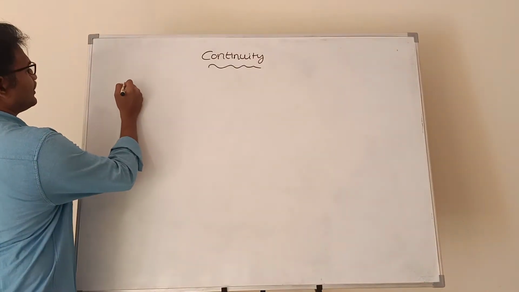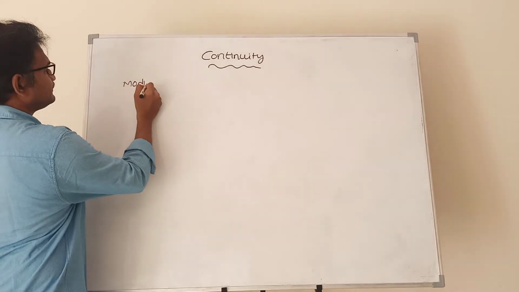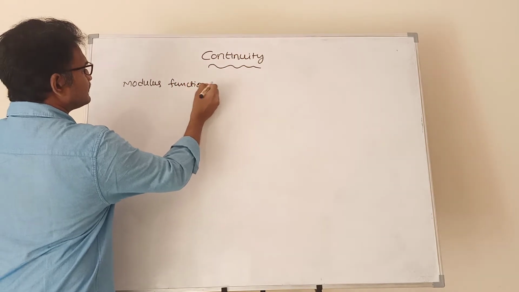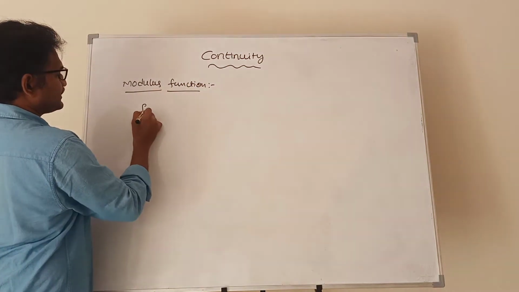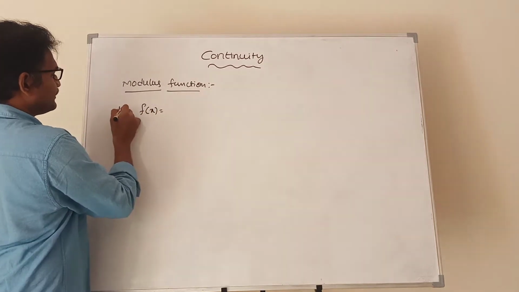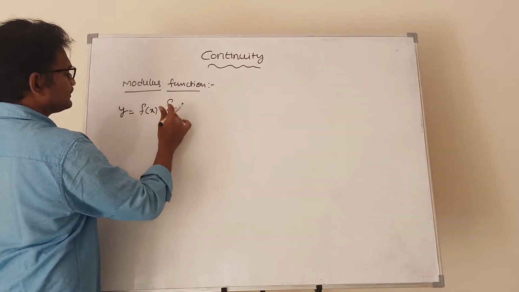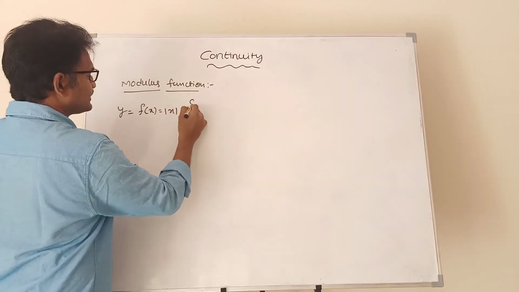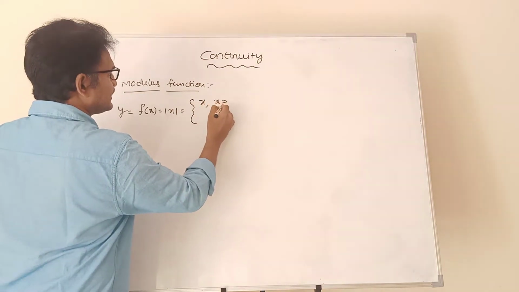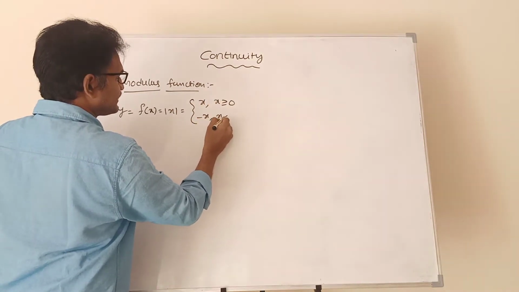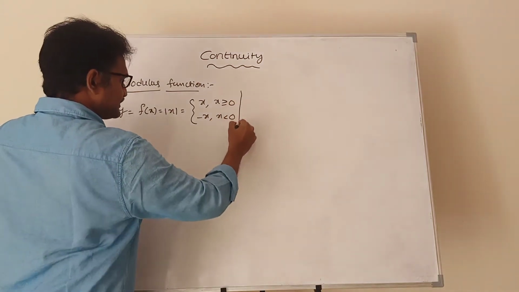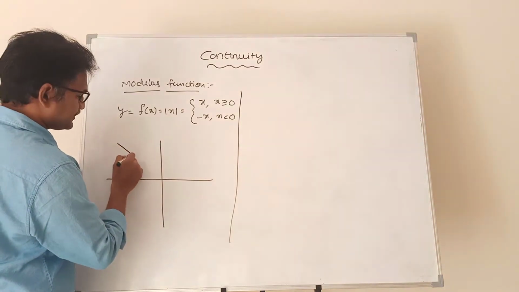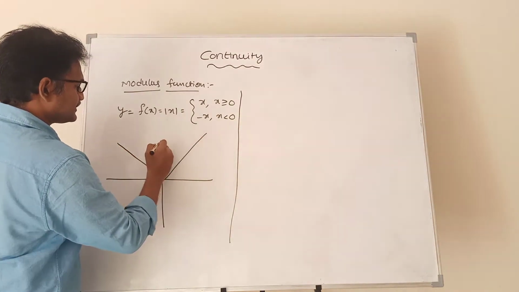First, the graph I am taking is the modulus function. So what is the modulus function? y = f(x) = |x|. |x| is nothing but x when x is greater than or equal to 0, and -x when x is less than 0. So what is the shape of the graph? V shape. This is the shape of the graph.